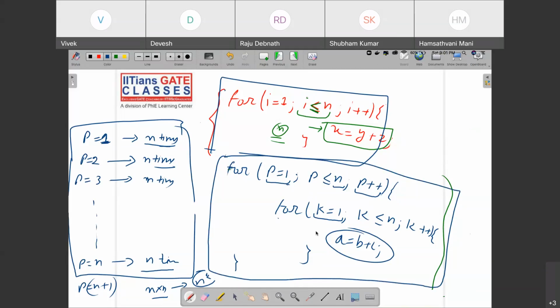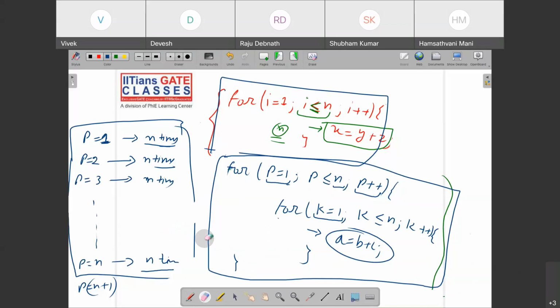Or you can say how many times this line is executing, this a equal to b plus b. So how many times? Time complexity will be k into n, and the number of times it will be executed is k into n. How did you come to this conclusion? Because for each iteration of p, k will run till... no, sorry, n square. Yes, right, n square. I thought k and p were the final ones, n square.